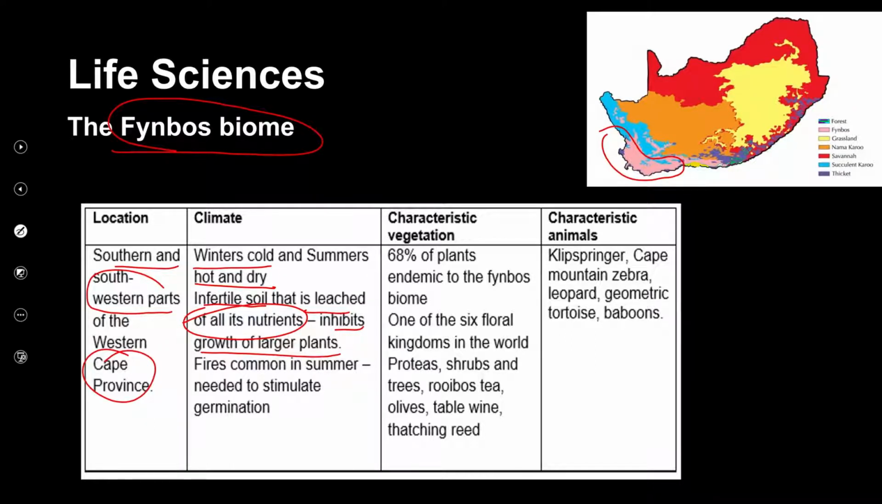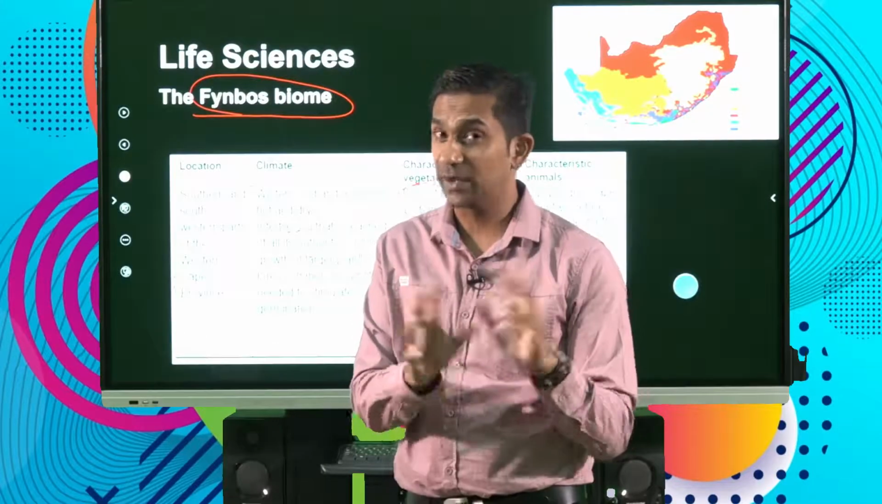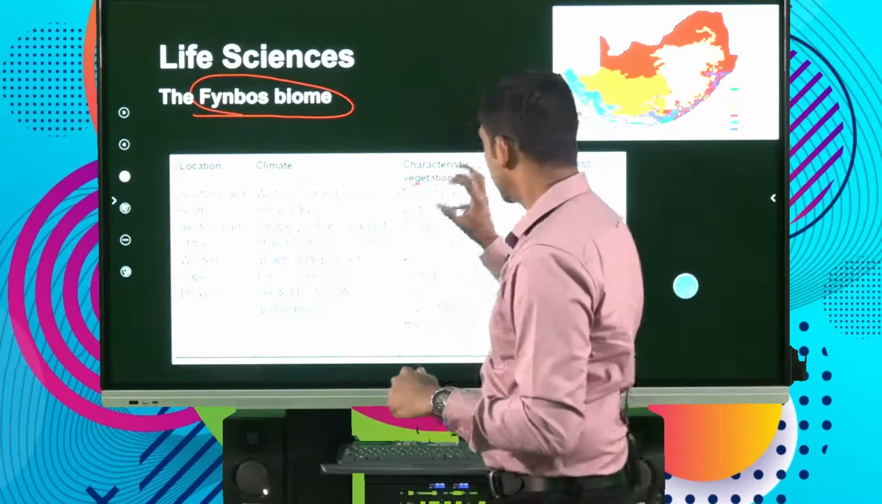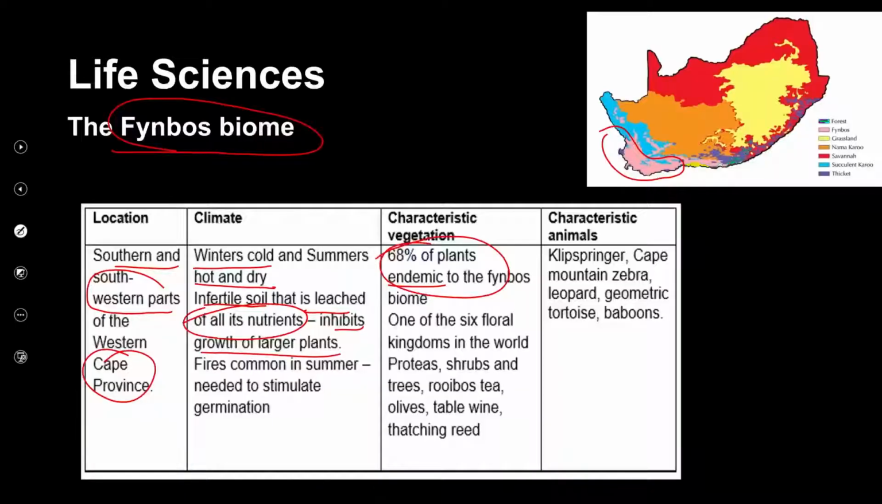Okay, 68% of the plants found in these areas are endemic, and as I mentioned, the word endemic refers to plants that are found only in that part of the area, nowhere else in the world. So a rich, biodiverse spot. It's one of the 6 floral kingdoms in the world where proteas, shrubs, the rooibos plants, olives, table vines, and your thatching reeds are found. It's also characterized by the klipspringer, the Cape Mountain zebras, the geometric tortoise, and baboons.